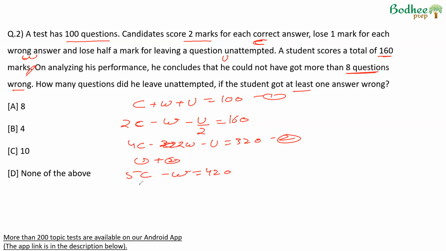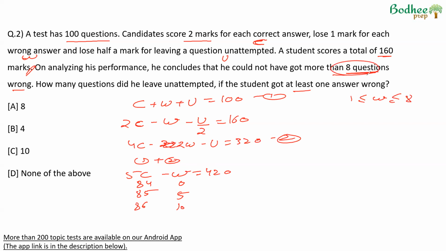Now W, if W is 0, C will be 84, but W has to be 1. So the next solution will be add 5 here and add 1 here. Cross coefficients, 85 and 5. This is a possibility. The next solution will be 10 and 86.